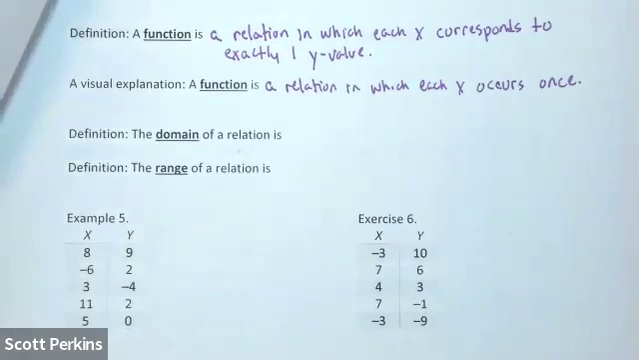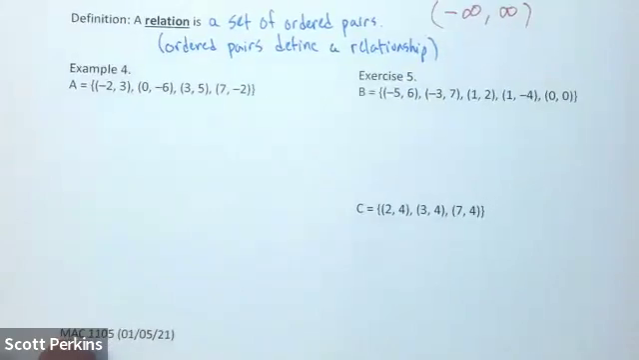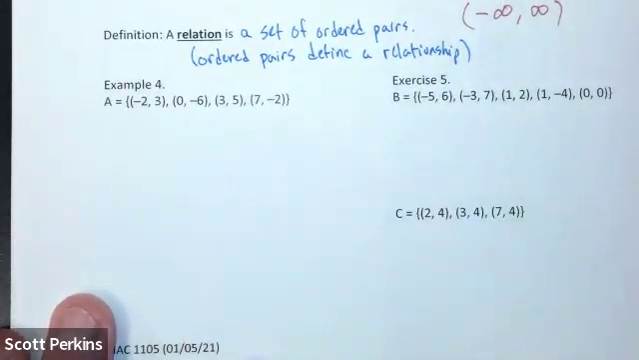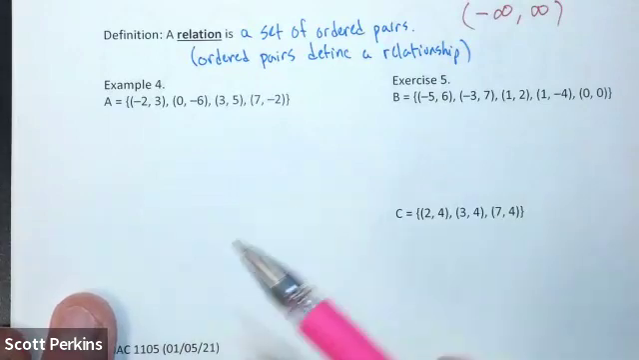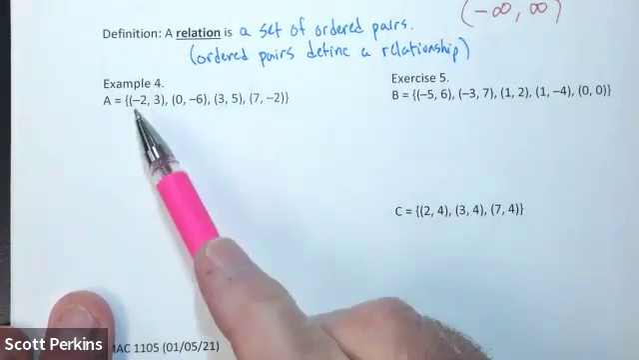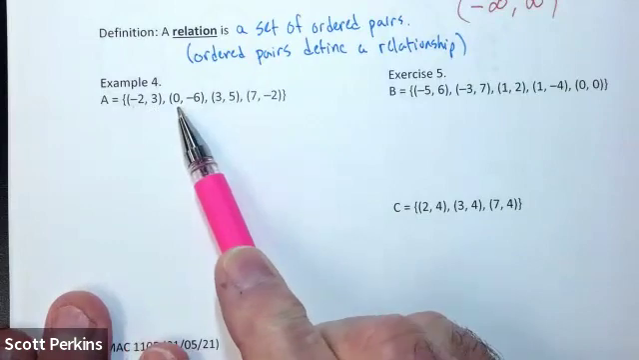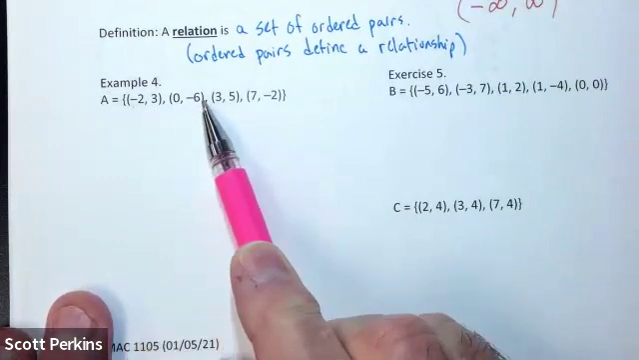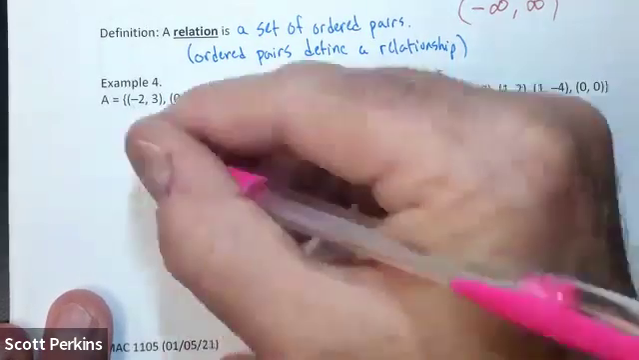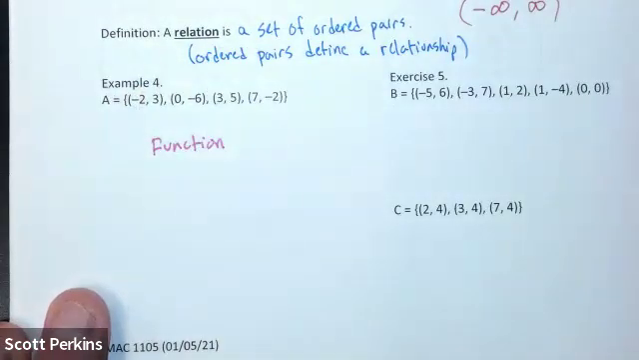We'll flip here again. I'm just going to go to these examples. Okay, so let's look at each of these. So relation A, would you say that relation A is a function or not a function? It's a function. Each x value occurs one time, and what that means is the x value -2 has exactly one y, 3. The x value 0 has exactly one y, -6. The x value 3 has exactly one y, 5, etc. So this is a function because each x value is listed one time.